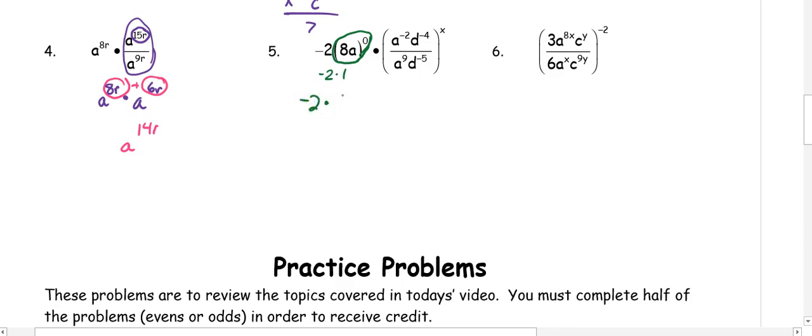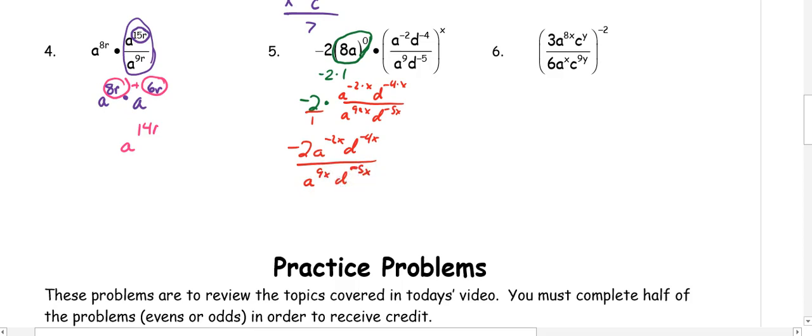negative 2 times the quantity, and we can multiply all of our exponents in that parenthesis with the x. So when we do that, we have a to the negative 2 times x, d to the negative 4 times x, over a to the 9 times x, and d to the negative 5x times x. So this 2, because we could write it as 2 over 1, is going to go into the numerator. So we have 2 a to the negative 2x, d to the negative 4x, all over a to the 9x, d to the negative 5x.